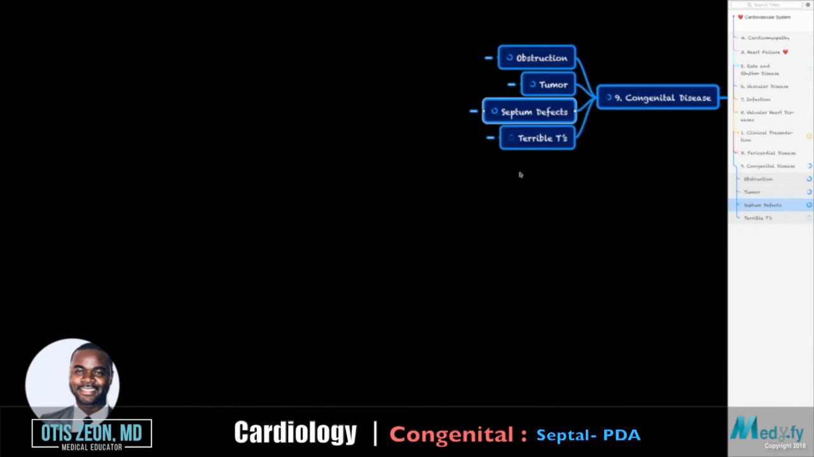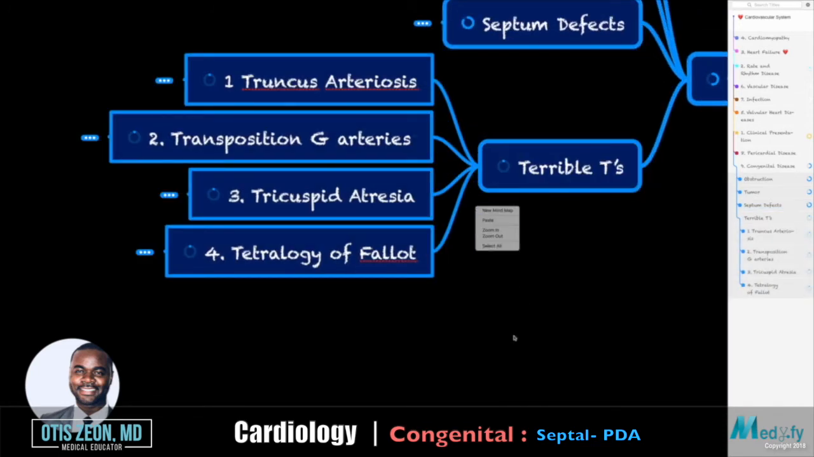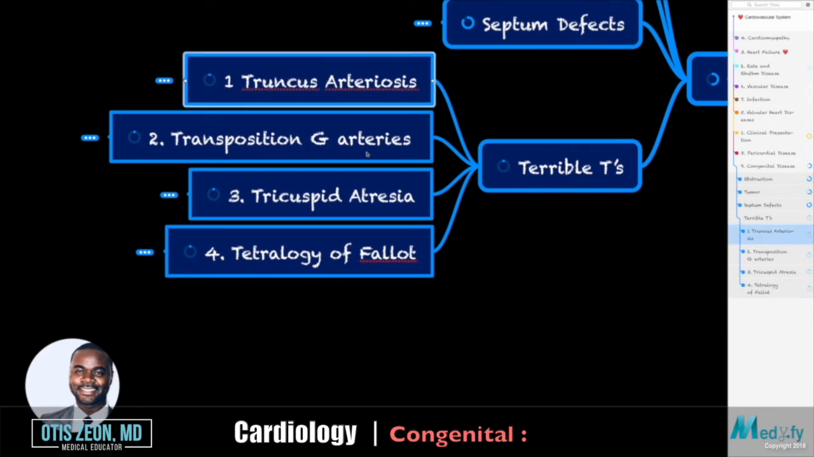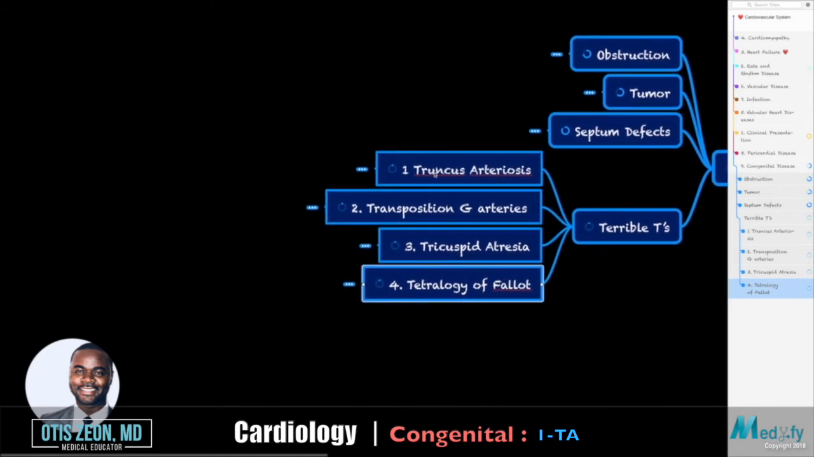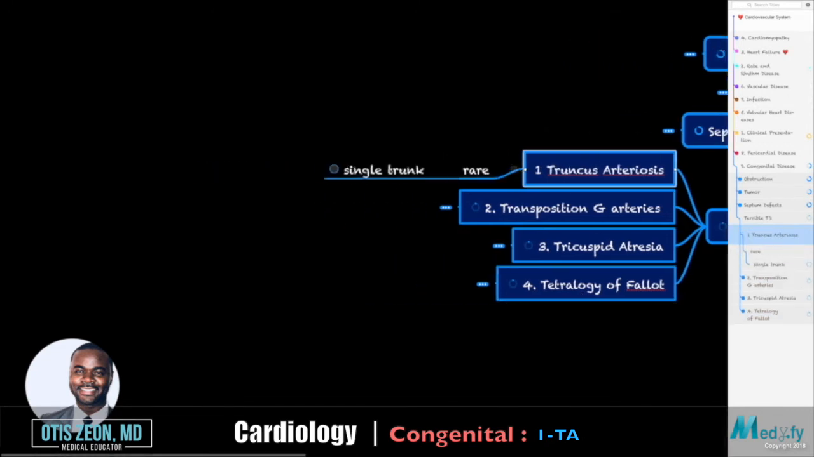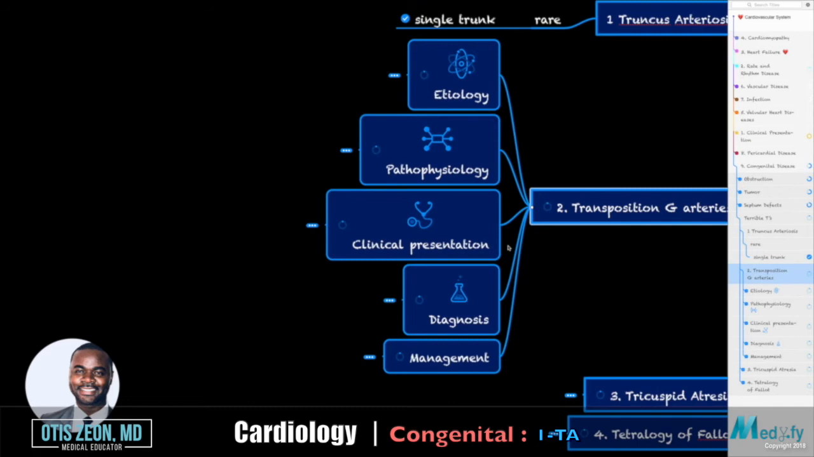The terrible T's sound exactly like that. It's terrible. There are a lot of diseases in the terrible T's that are frequently tested. We have truncus arteriosus, transposition of the great vessels, tricuspid atresia, and tetralogy of Fallot. Just as a side note, the number indicates how many vessels or how many anomalies are involved. So truncus arteriosus essentially means that there's a single trunk. It's very rare. So truncus arteriosus, single trunk, number one. Number two, it has to do with transposition of the great vessels.